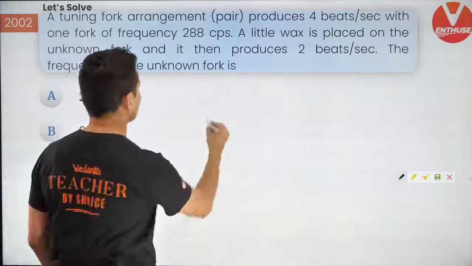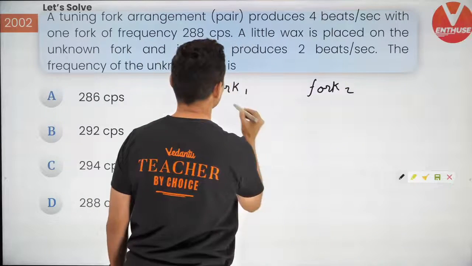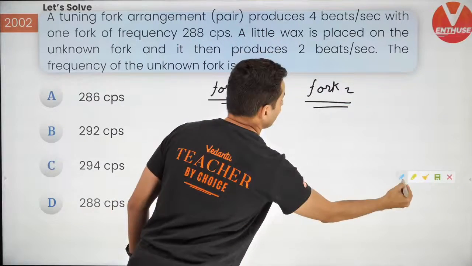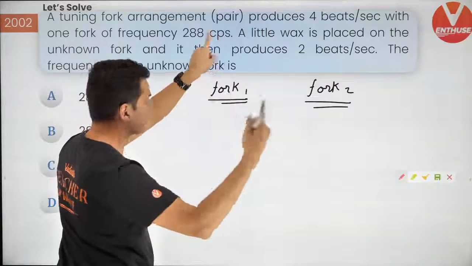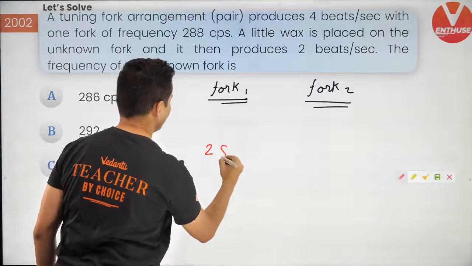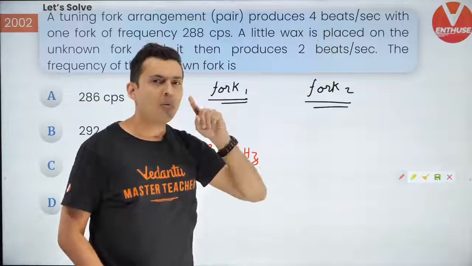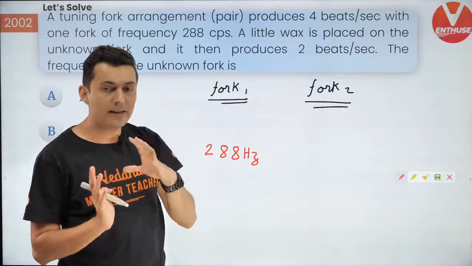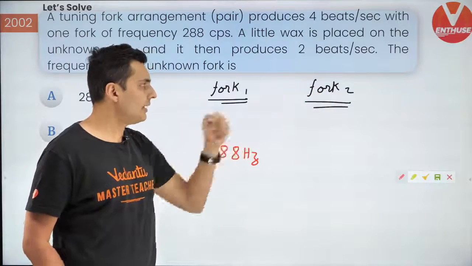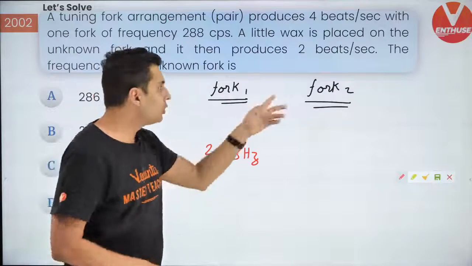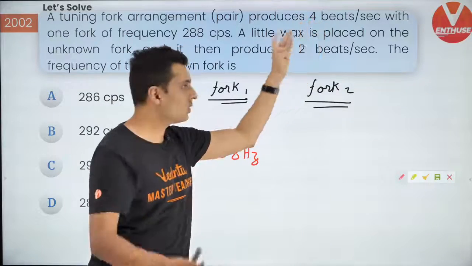See, there are 2 tuning forks. Fork 1 and fork number 2. Now, notice what is given. There is one tuning fork which is having 288 cycles per second, or basically 288 hertz. How many beats is it producing? 4 beats. What was the beat formula? Bigger frequency minus smaller frequency. Do you know the tuning fork frequency of this one? No, you do not know that. So do you know who is bigger? No, right? Because you just know the difference is 4, because that's the beat frequency.